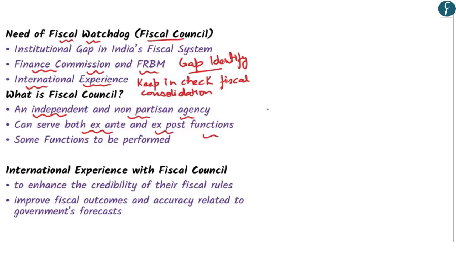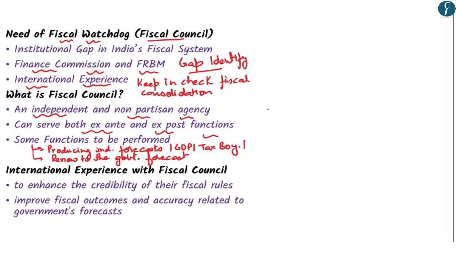Some of the functions that can be performed by fiscal councils include producing independent forecasts related to GDP, tax buoyancy, inflation rate, etc. It can also act as a review of the government's forecasts and assumptions related to tax collection, fiscal deficit, GDP growth, etc. This is more of an ex ante function. It can also work for monitoring the government's fiscal performance, including adherence to fiscal rules, and this can be an ex post function.